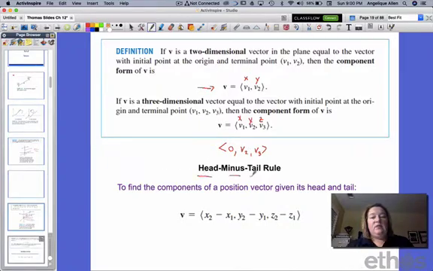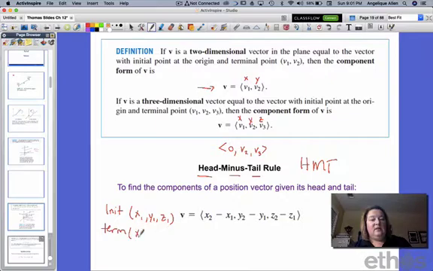Okay, so the head minus tail rule. I'm not sure your book ever called it this, but this is the easy way for me to remember this. HMT, head minus tail, is a method for finding the 3 components of a vector given the endpoints. So if the initial point of the vector is x1, y1, z1, and the terminal point is x2, y2, z2, then, and the terminal point is also the head of the arrow, that would be head minus tail. So this is the tail of the arrow.